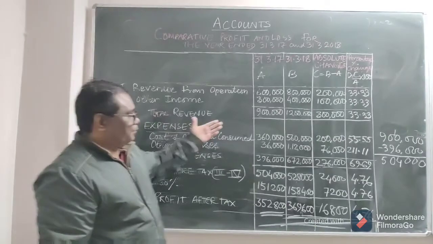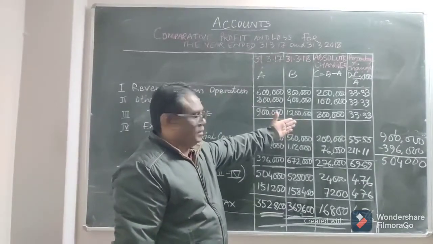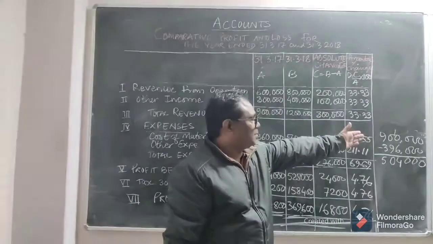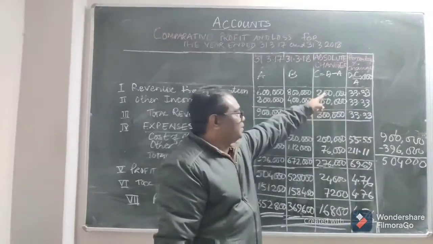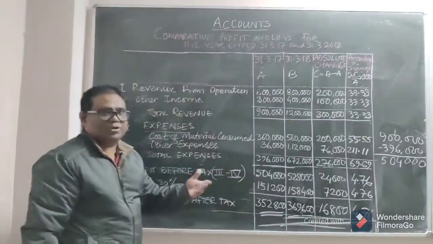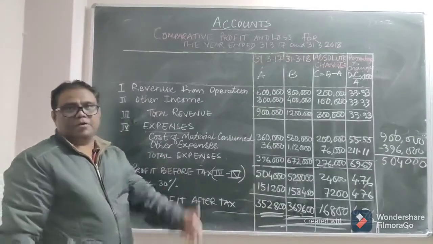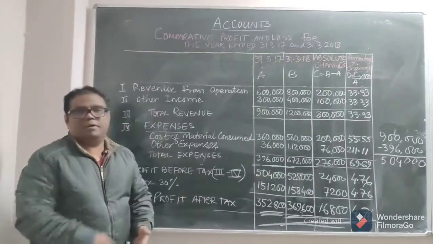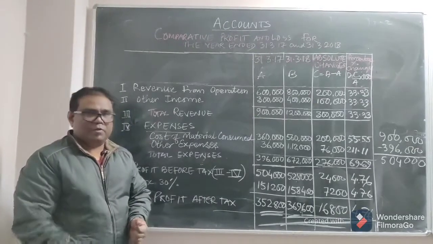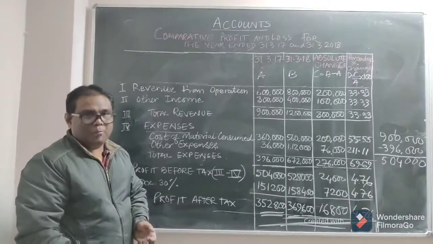The first column is for the previous year, column B is for the current year, column C is for absolute changes, and this one is the percentage. Percentage is every item's change divided by the base year into 100. If you do it this way, you can easily solve this problem of preparing the comparative profit and loss account. I hope you have understood.